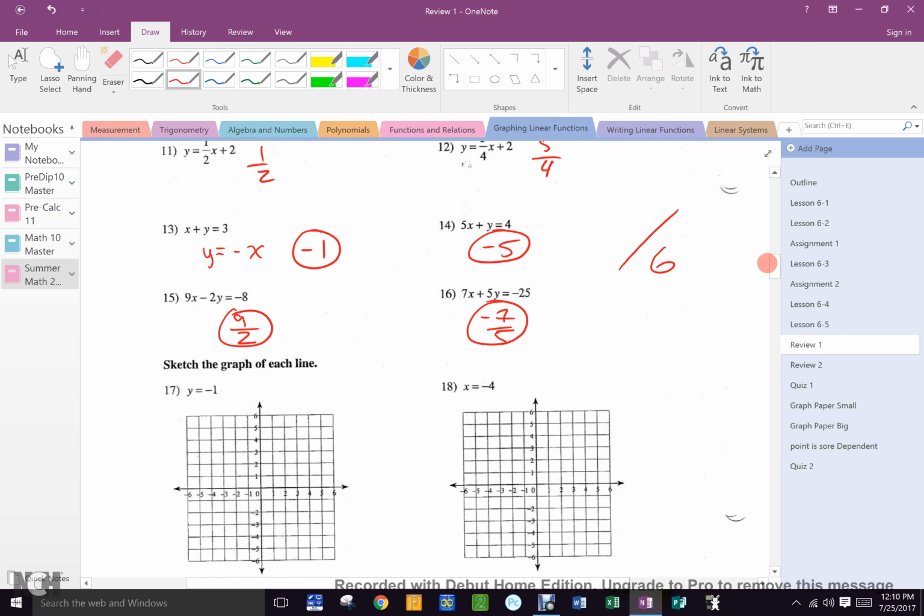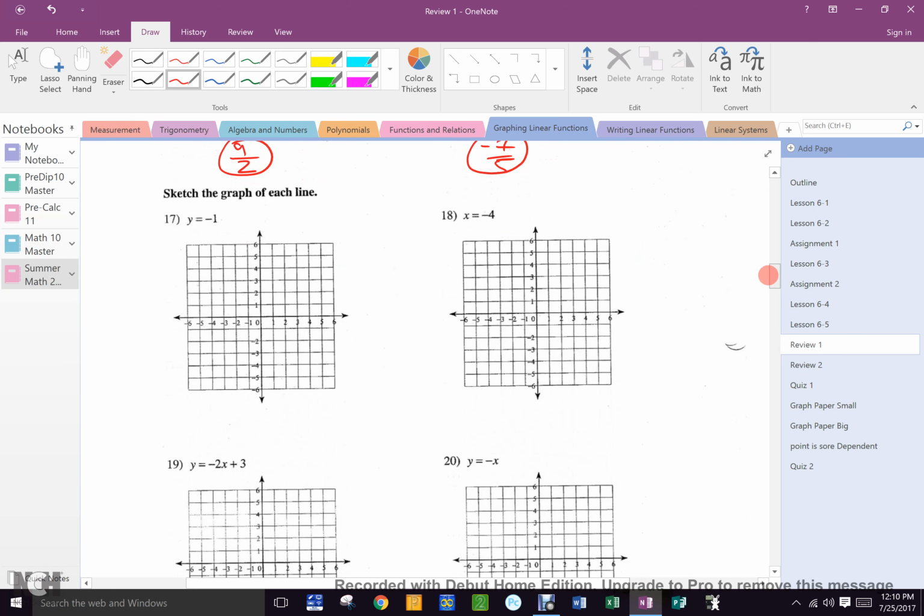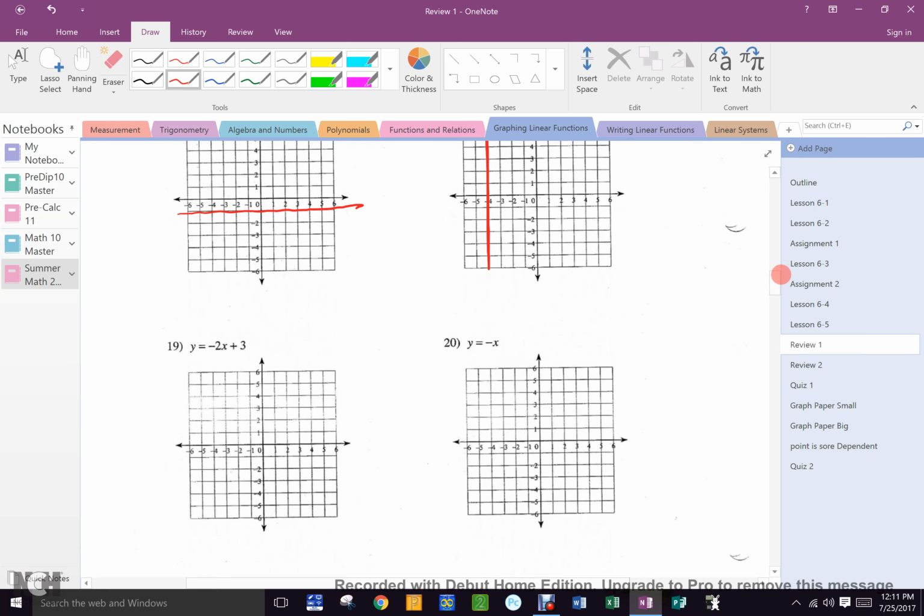Any questions? Lovely. Graph each line. Y equals -1. Straight line, horizontal through y equals -1. X equals -4. Vertical line, straight through x equals -4. 1 mark each for graphing.